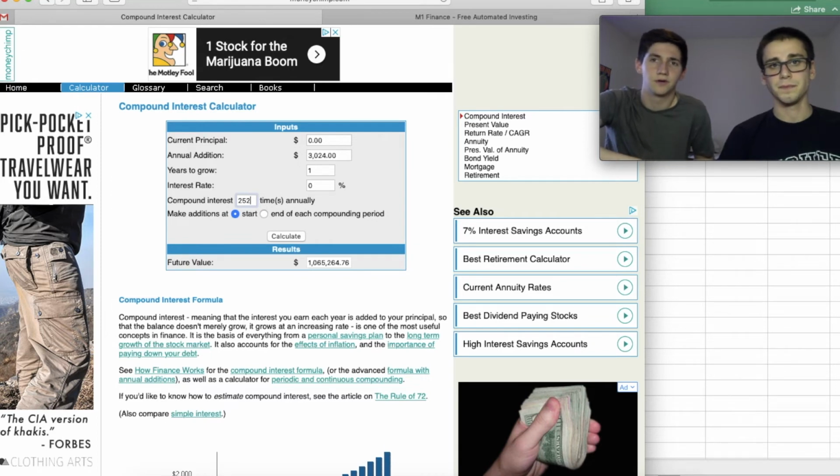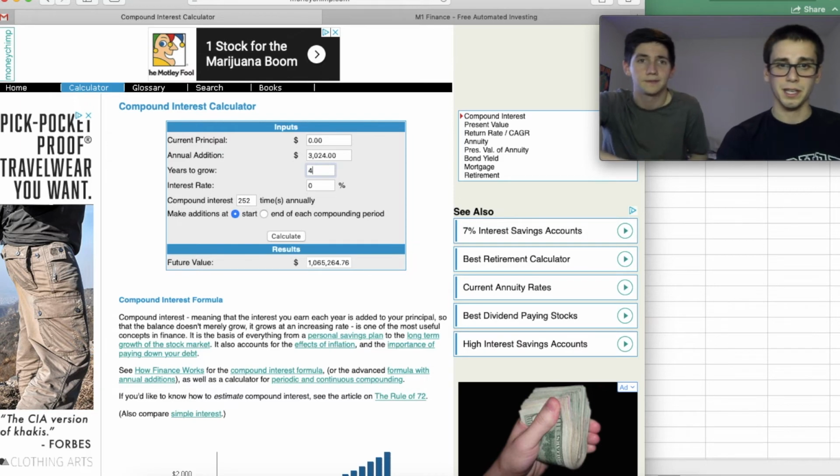And so for $12 a day at 20 years old, we'll put a retirement age of about 67, since that's a pretty common retirement age. So we'll put 47 years there. Yep, so it'll be growing for 47 years. And then for our interest rate, we'll put 7, since that's the bare minimum.